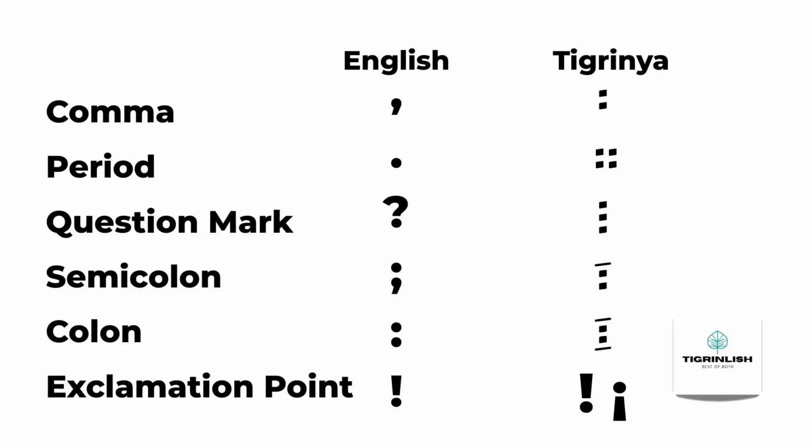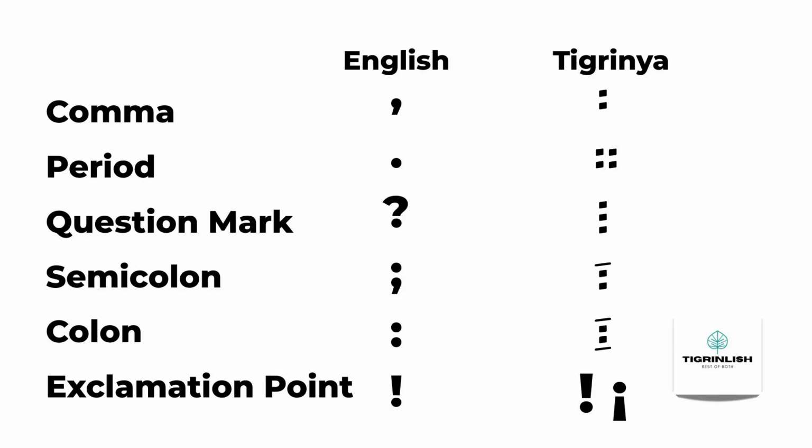For the period, English and most Latin languages looks like this, but in Tigrinya, it's 4 dots that kind of look like the Windows symbol. With a question mark, most Latin languages looks like this. In Tigrinya, it's 3 dots on top of each other. Semicolon in English and other languages looks like a dot on top of a comma, but in Tigrinya, it's a diagonal line with 2 dots on top of each other.